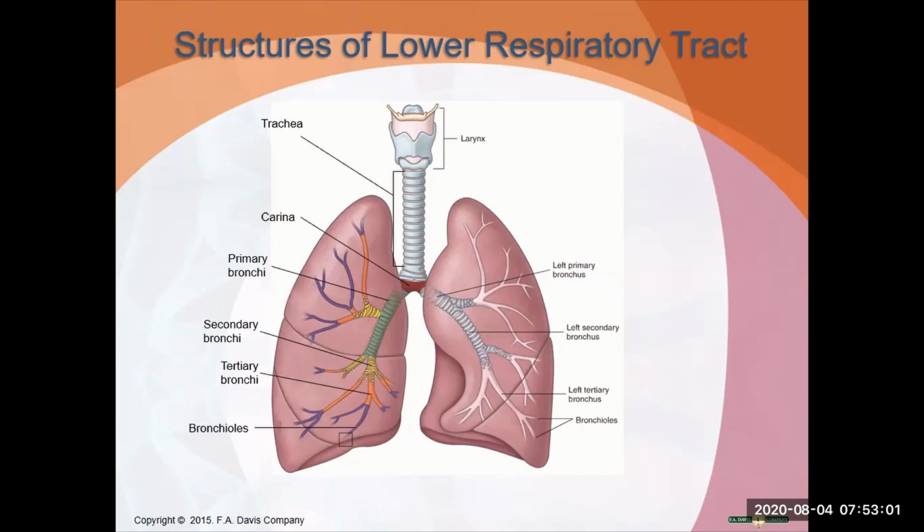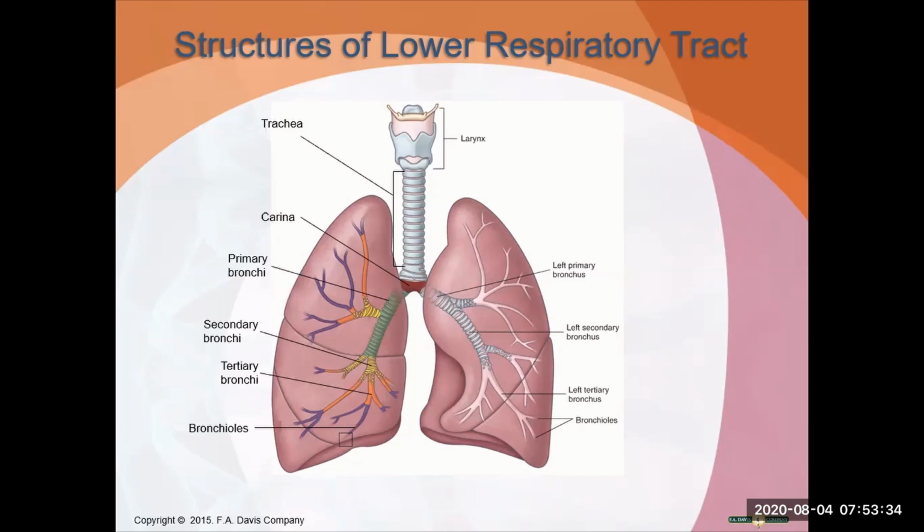Like the trachea, the primary bronchi are supported by C-shaped rings of cartilage. All of the divisions of the bronchial tree also consist of elastic connective tissue. The right bronchus is slightly wider and more vertical than the left, making this the most likely location for aspirated or inhaled food particles and small objects to lodge.